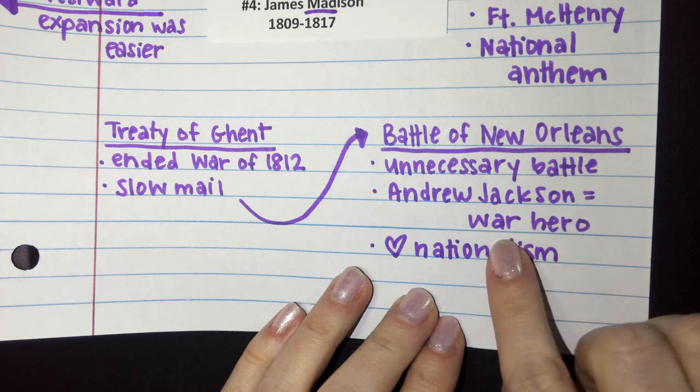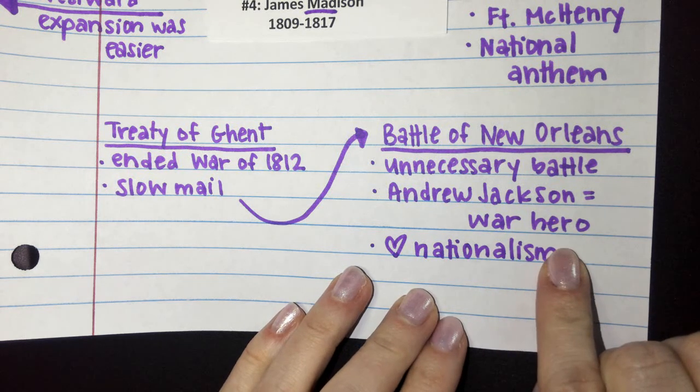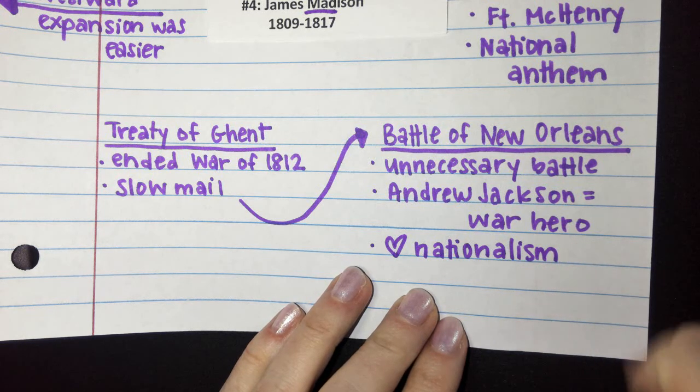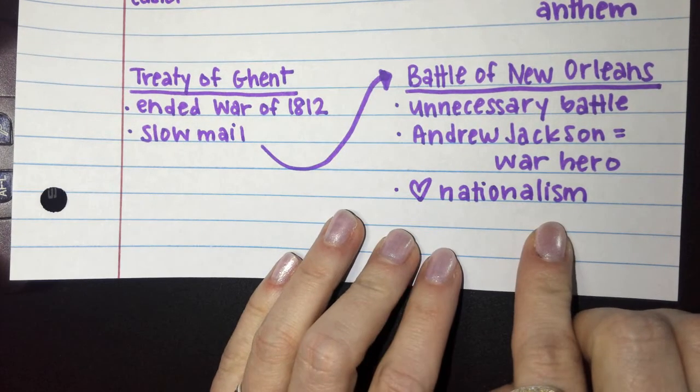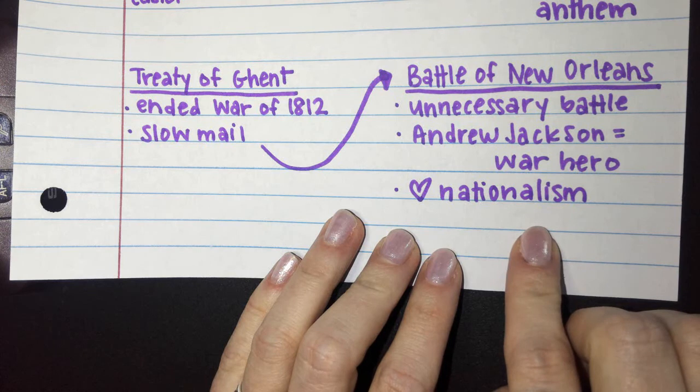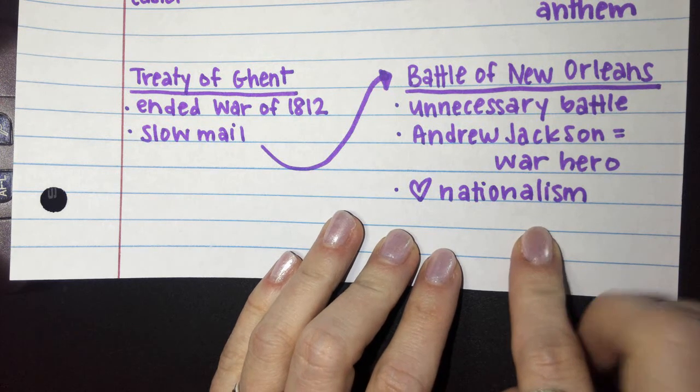Andrew Jackson, though, becomes a war hero. He was completely outnumbered by the British. However, the British suffered over 2,000 casualties, and the Americans suffered less than 80. This leads to extreme nationalism and very proud Americans saying, look, you guys had more people than us, and we still took you down, Britain.